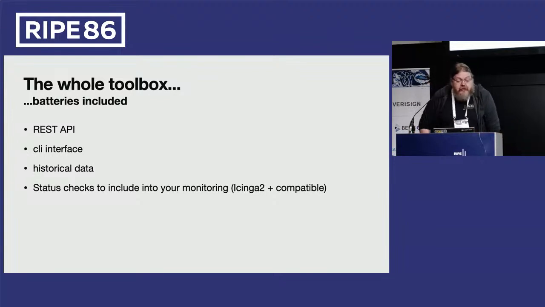You have a CLI interface for quick management. You can get through a lot of historical data. And there's also a RIPE measurement check for Icinga 2 and compatible that you can just add to your monitoring solution, so either Icinga, Nagios, whatever speaks monitoring plugin.